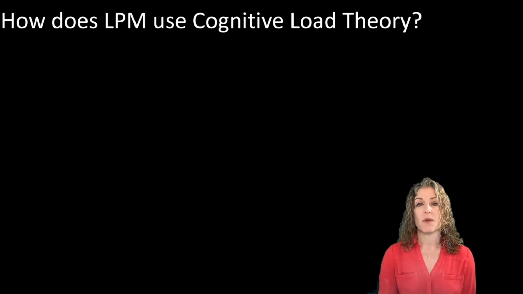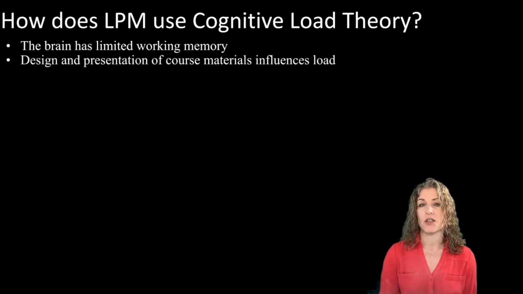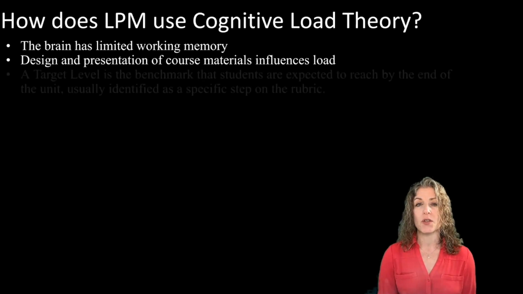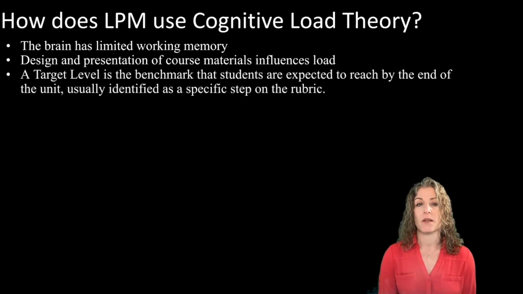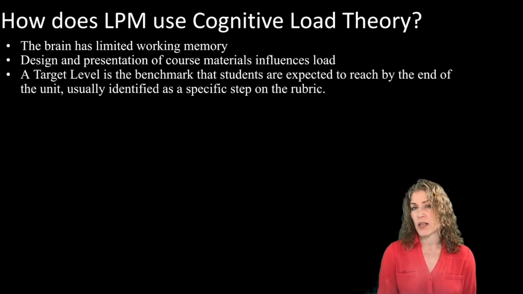The learning progression model uses the idea that the brain has a limited amount of working memory. Therefore, the design and presentation of course materials can have big influence on cognitive load. We use target levels to reduce the germane load at any given point in time. A target level is the benchmark that students are expected to reach by the end of a unit, usually identified as a specific step on the rubric.